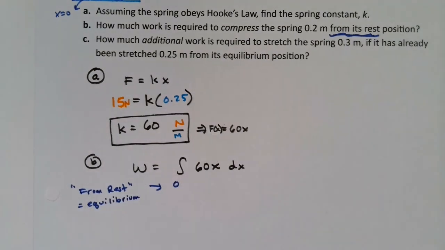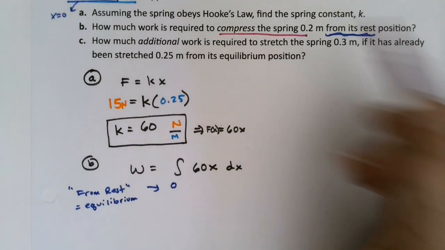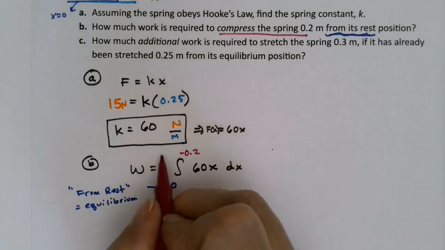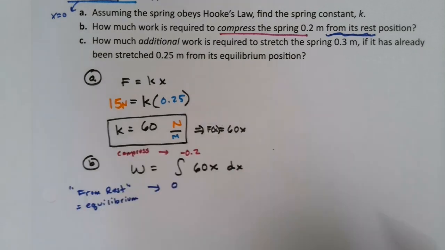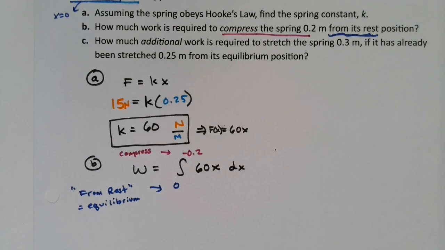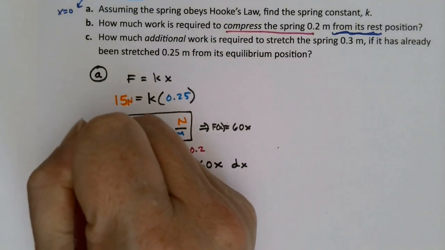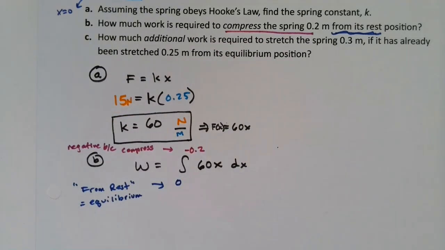So we're going to start at 0, but we're going to compress the spring. We're going to push it in. So since we're compressing the spring 0.2 meters, that means we're actually pushing it in negative 0.2 because it's a compression. If we were stretching it, it would be positive 0.2. But since we're compressing, it's negative. Actually, let me say it. Negative because of compression. So I had to write that around the letter B.